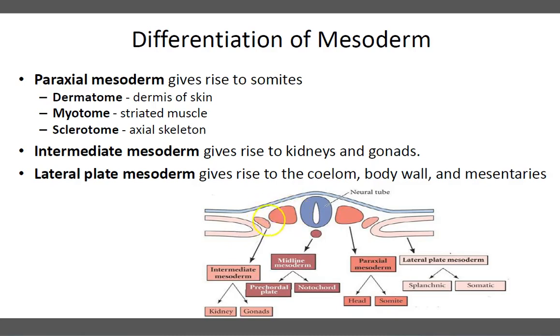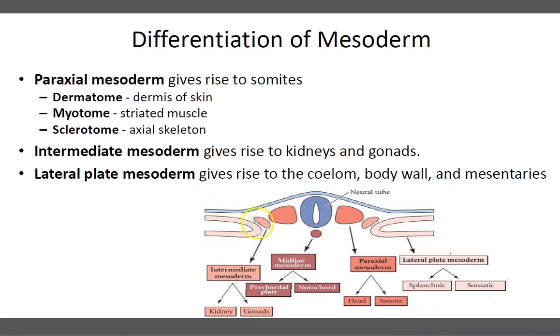For the paraxial mesoderm, this will form part of your dermatome, myotome, and sclerotome. So this is still further split into three. The dermatome gives rise to your dermis, because remember, your ectoderm only gives rise to your epidermis. So the dermis comes from the dermatome, which is part of your mesoderm. Then, in the middle, you have your myotome, which gives rise to your striated muscle, your voluntary muscle. And then, the lateral part of this paraxial mesoderm is your sclerotome, which will now form part of your axial skeleton. So, your thorax, your vertebra, your pelvis.